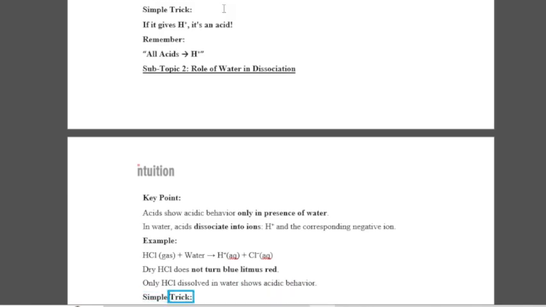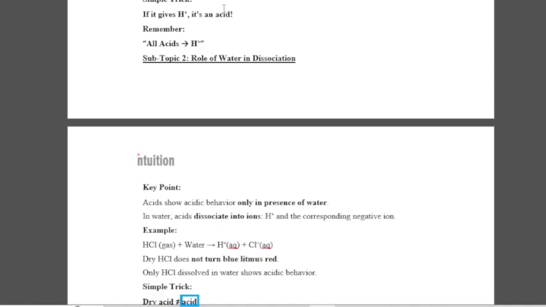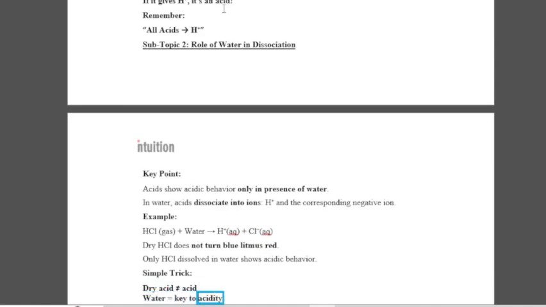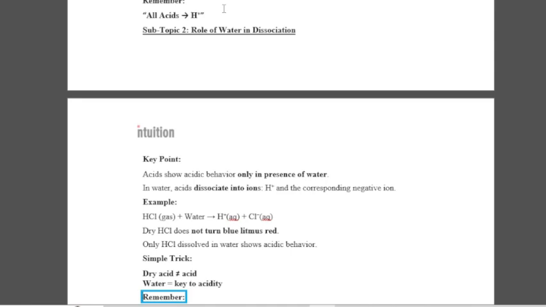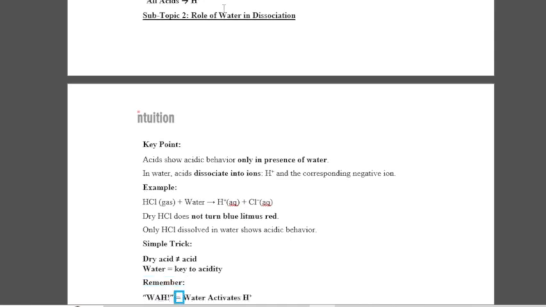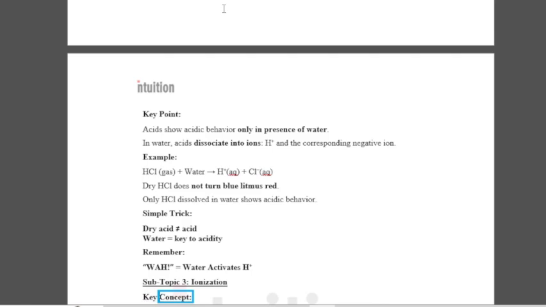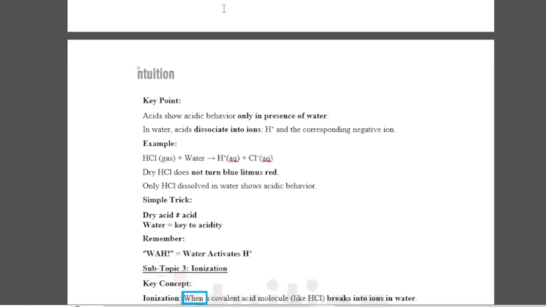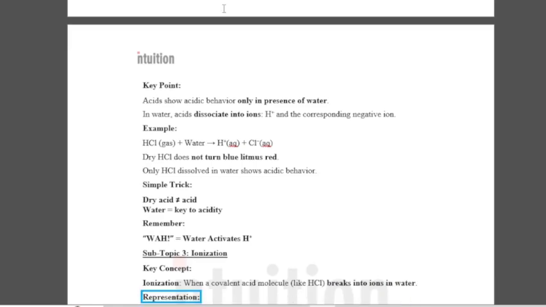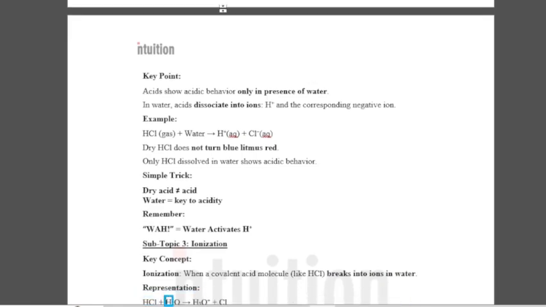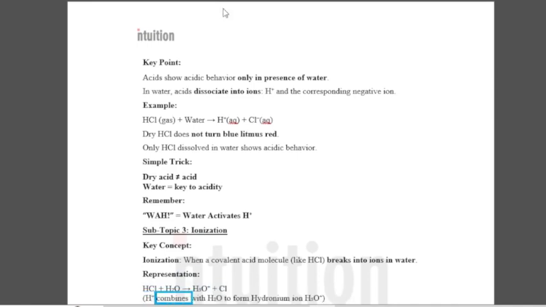Simple trick: dry acid is not acid, water is the key to acidity. Remember, water activates H+. Subtopic 3, ionization. Key concept: ionization is when a covalent acid molecule, like HCl, breaks into ions in water. Representation: HCl plus H2O gives H3O+ plus Cl-. H+ combines with H2O to form the hydronium ion, H3O+.